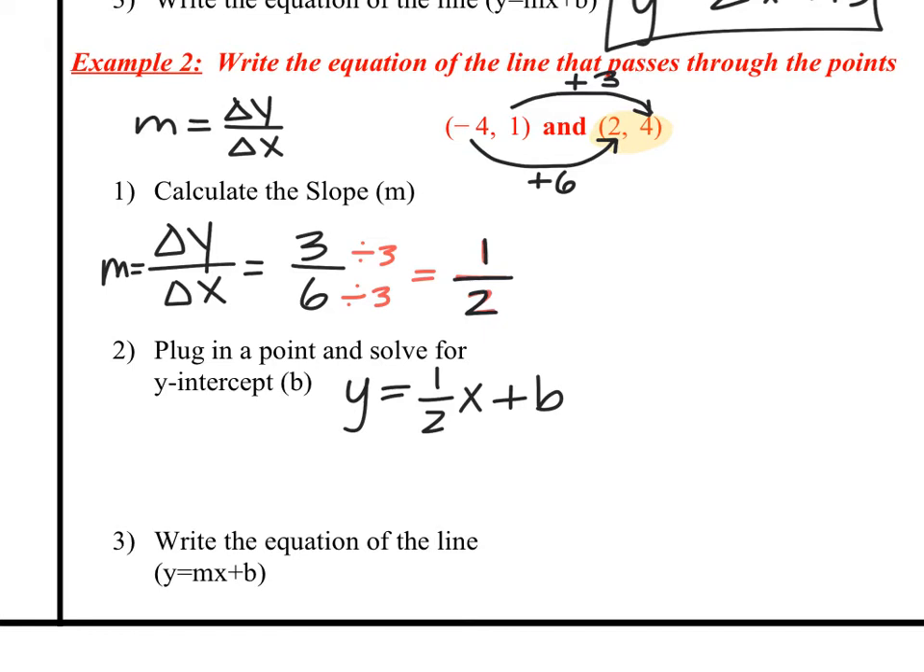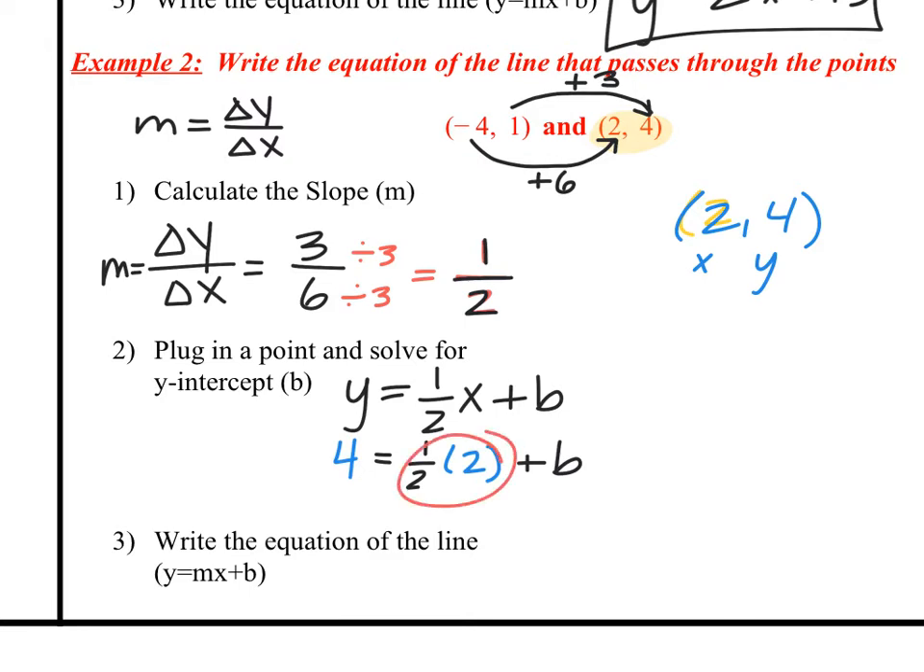So if I'm using 2, 4, then 2 is my x, 4 is my y. I'm going to put 4 here since it's y. I'm going to put 2 here since it's x, and then we'll solve for b, which is why I don't have a number there. So we have to do this multiplication. 1/2 times 2 is 1.